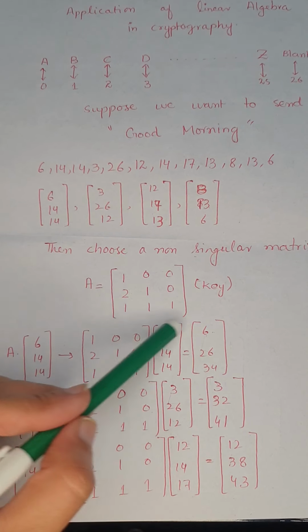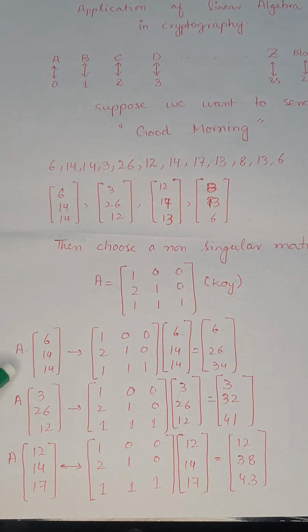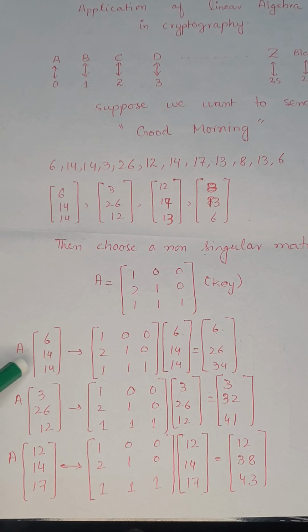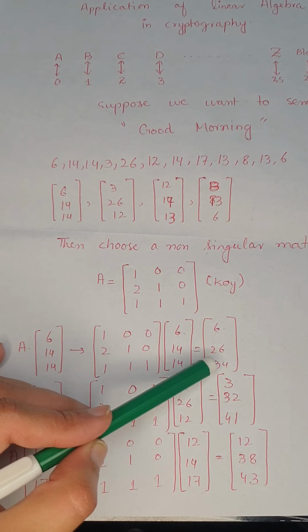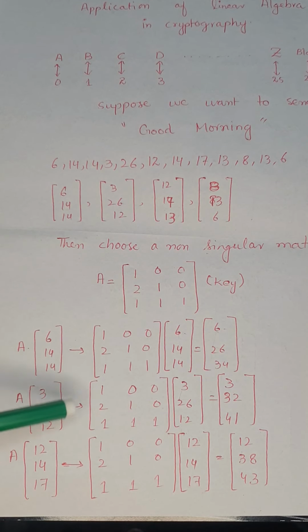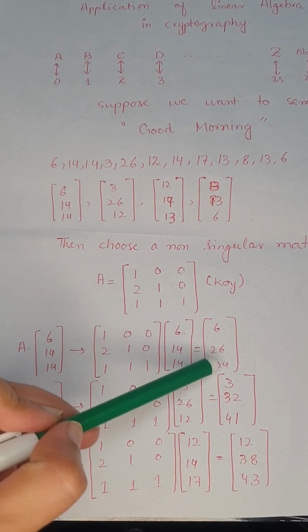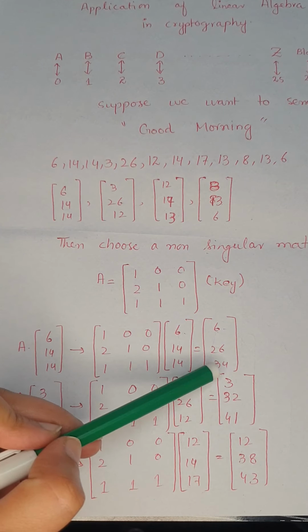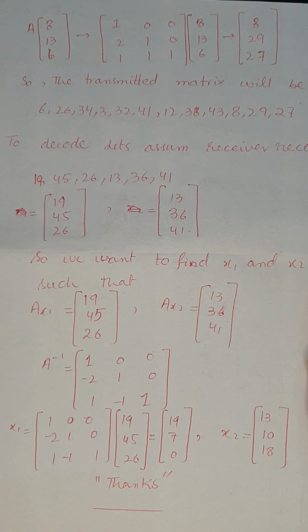So I have chosen a very simple key for encrypting my message, and the matrix is multiplied with my first message, and it results in 6, 26, and 34. All right, similarly the next message is again multiplied with the key, and you can see how these original messages are being transformed into some new sequence of messages. So I will multiply all my 4 messages with the key that I have chosen for the encryption.